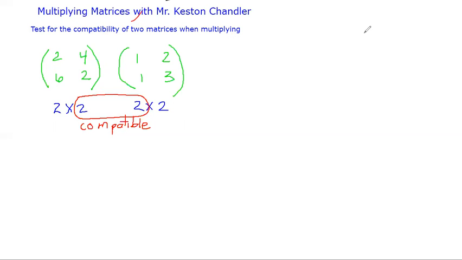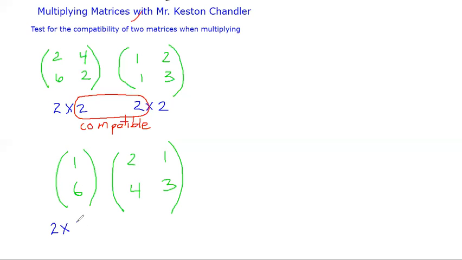So let's look at a case when that happens. Let's look at this other example here. 1, 6. And I want to multiply this by, let's say, 2, 1, 4, 3. Before I actually start multiplying, I need to check to see if these two matrices are compatible. I do that by writing the order of the matrix. This one is a 2 by 1 matrix, and this is a 2 by 2 matrix, 2 rows, 2 columns.